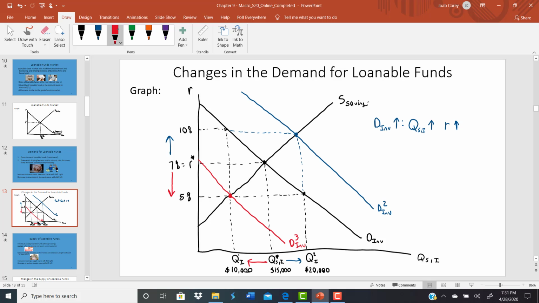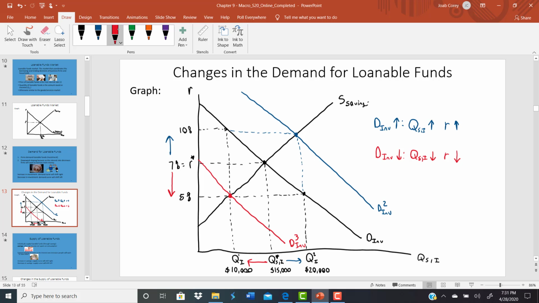So if you ever wonder why interest rates tend to go down during recessions, this is one of the reasons. So you're going to see the demand for investment decrease. Again, you're going to see the quantity of savings and investment decrease, and the interest rates decrease. They both move in the same direction as demand. Again, a rule that never changes, right?